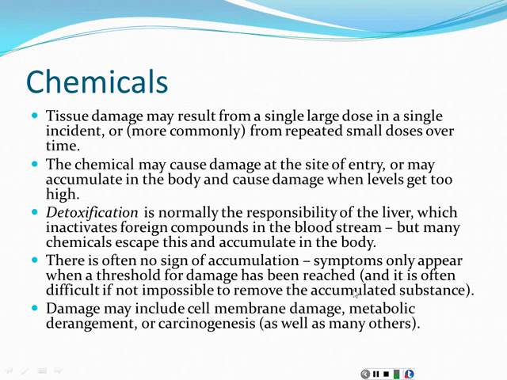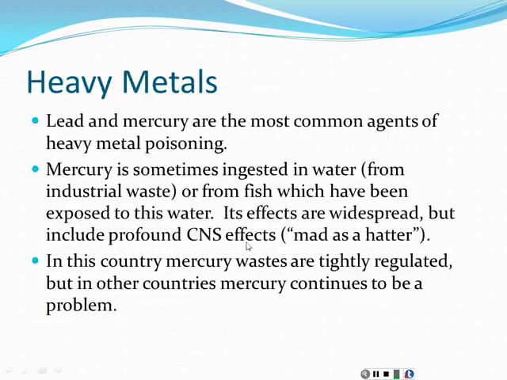Damage the cell membrane, cause metabolic derangements where a metabolic process gets halted or skips a step, as well as being carcinogenic or teratogenic, in other words, causing birth defects. So chemicals, heavy metals, particularly lead and mercury. All the heavy metals are a problem in too high a quantity, but lead and mercury come up most often.